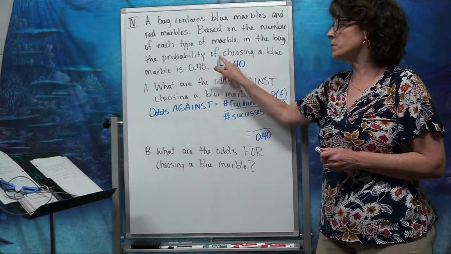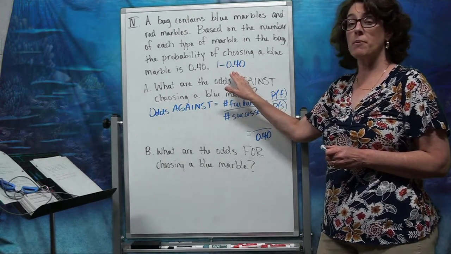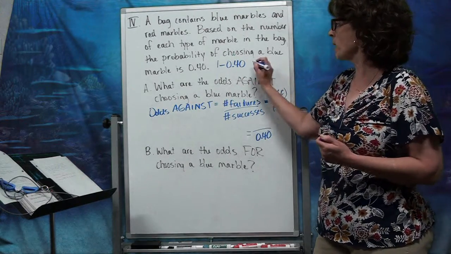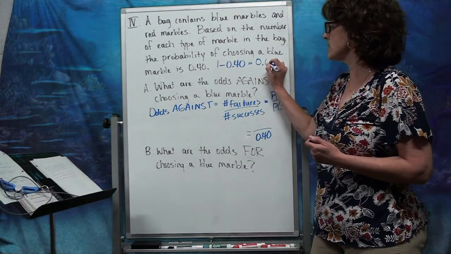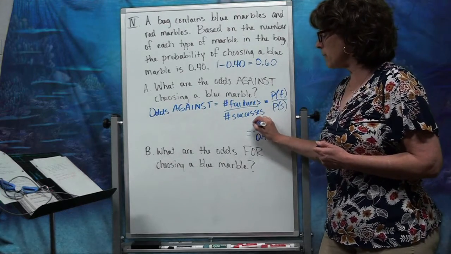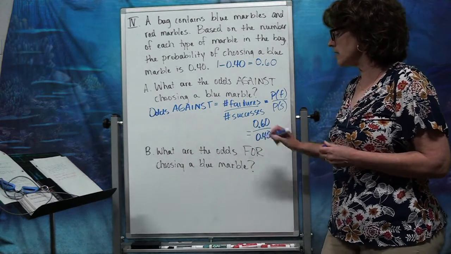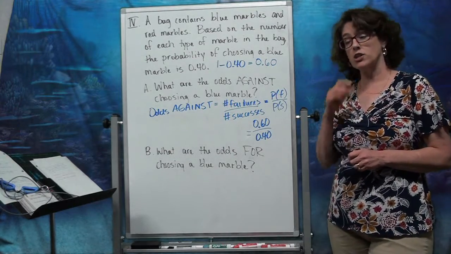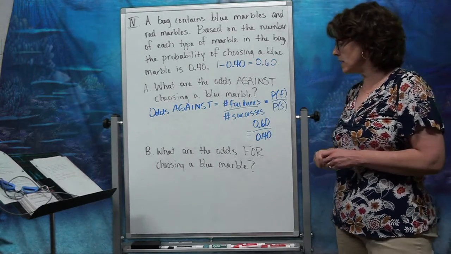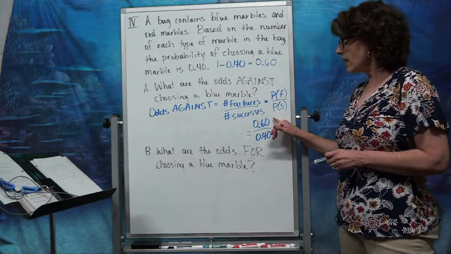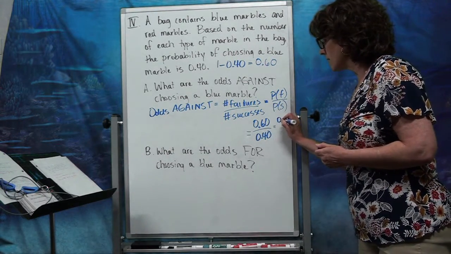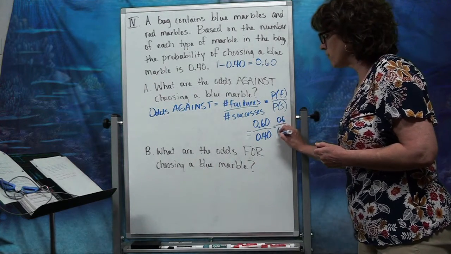So I'm going to take that 100% and take out the probability of my successes, and that will leave me with the probability of my failures being 0.60. So my probability of failures is 0.60, my probability of successes is 0.40, but I'm going to simplify that fraction. I can drop off the zeros and get 0.6 divided by 0.4.